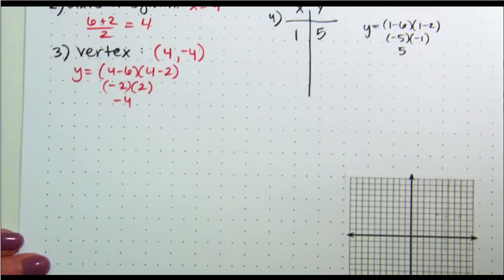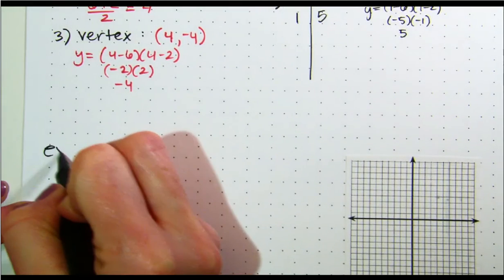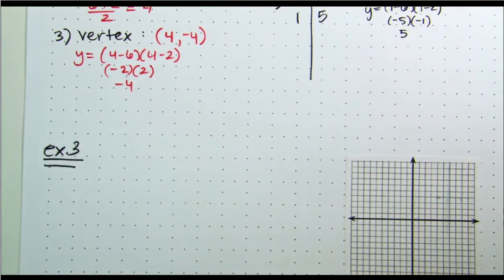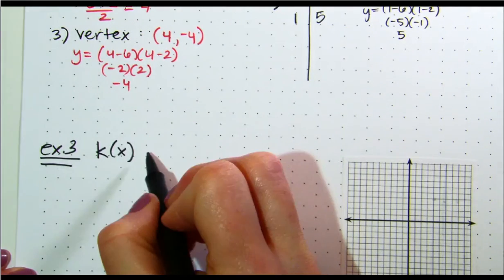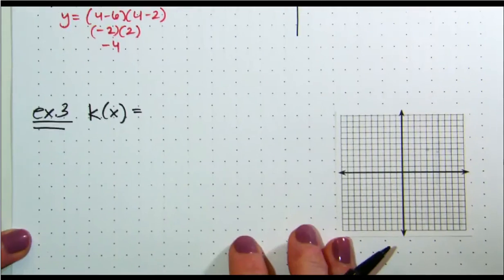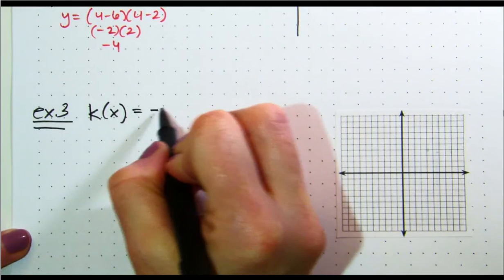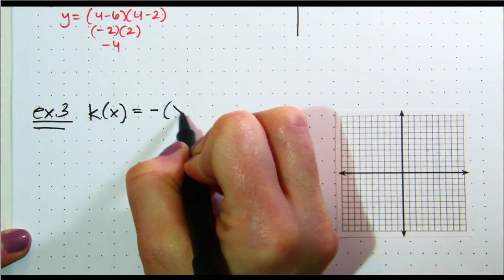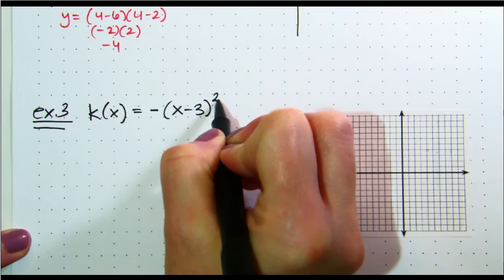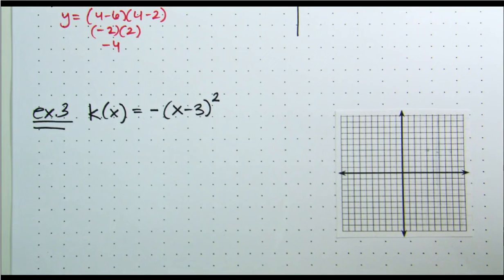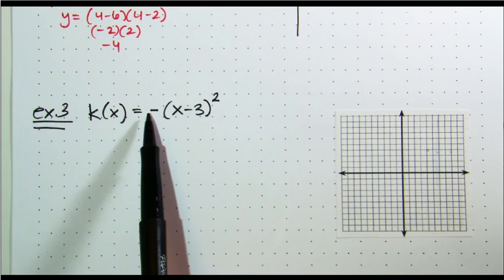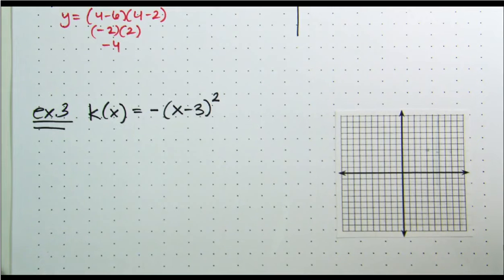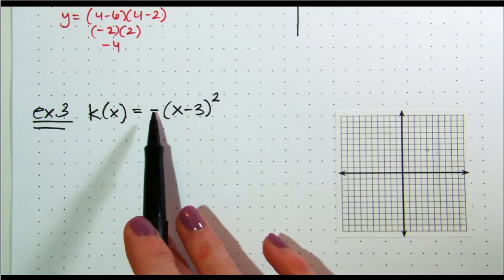Example 3. Okay, so this, we're going to toss a couple things you haven't seen yet here. All right, so this is in factored form. We do have a negative out front now. We didn't have any numbers before, but now we've got a -1.